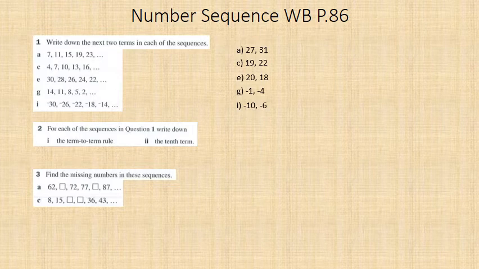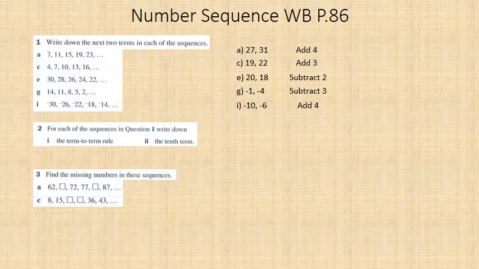And question 2 here, he's saying for each of the sequences in question 1 here, write down the term-to-term rule. We answered that together. So here I'm adding 4 in the first one, and the second one I'm adding 3, and the third one I'm subtracting 2, and the fourth one I'm subtracting 3, and the last one I'm adding 4. And after that, I need to get the 10th term.